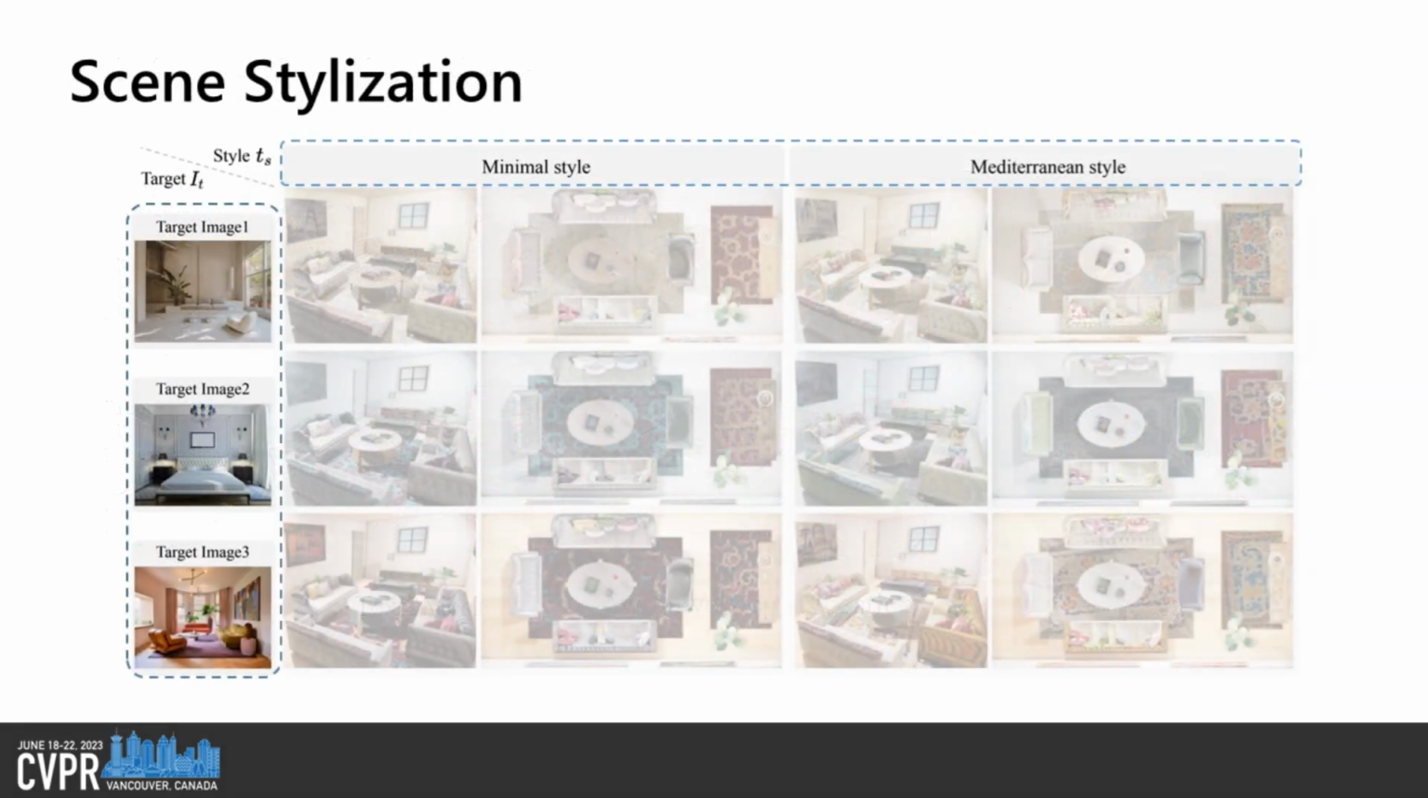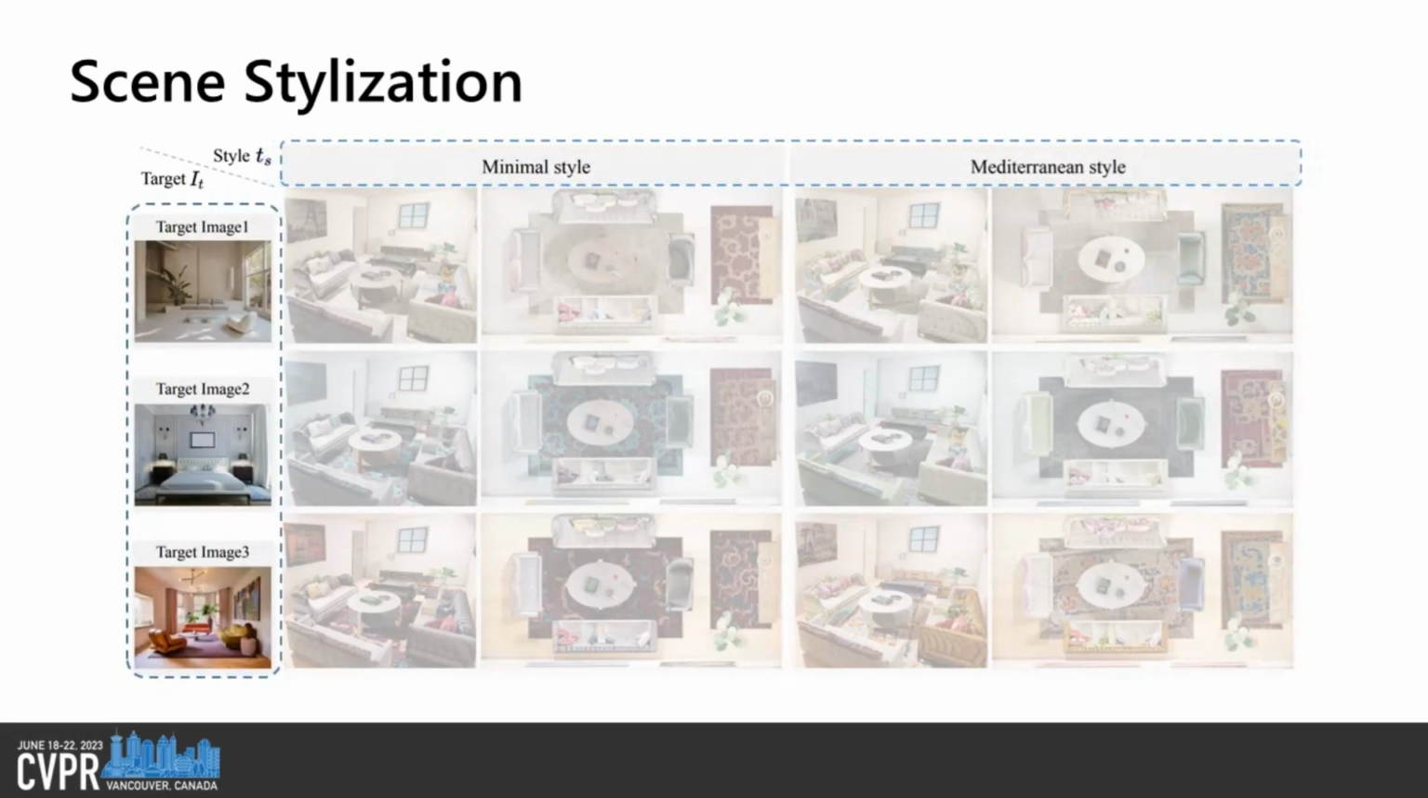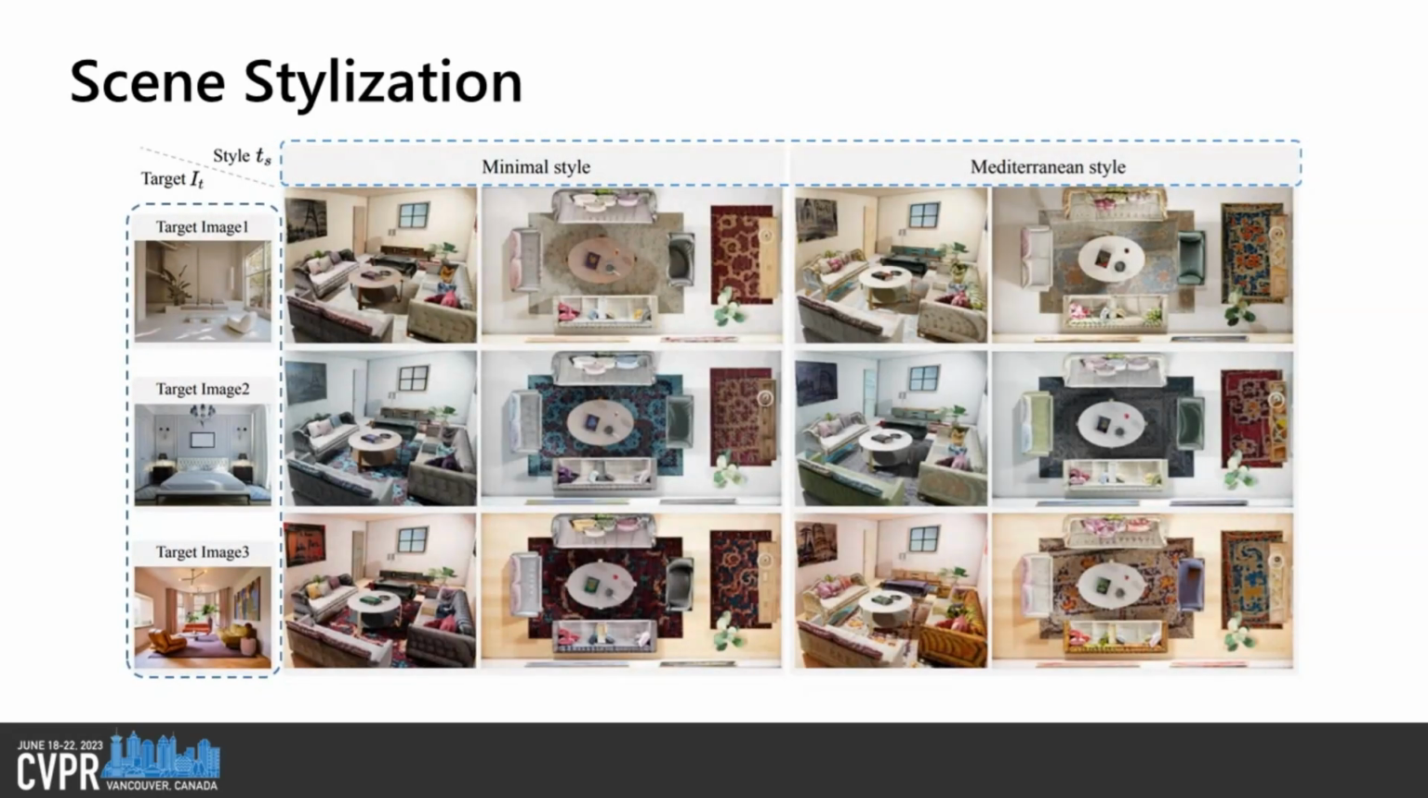Now we demonstrate the stylization results of the entire scene. For a scene with the same geometry, we can define the desired stylization with a target image or a text description. Here we demonstrate samples of stylization results with different combinations of color palettes and style text.